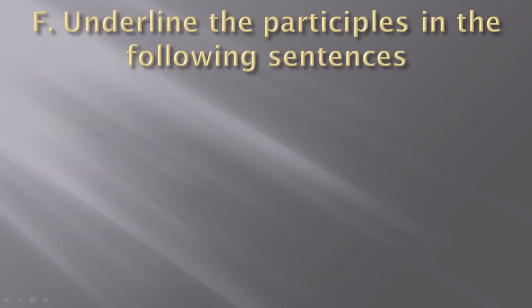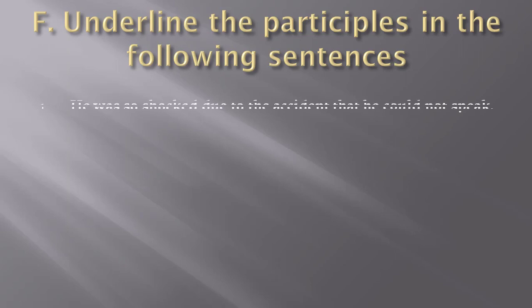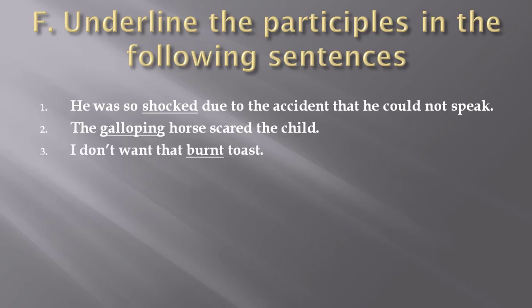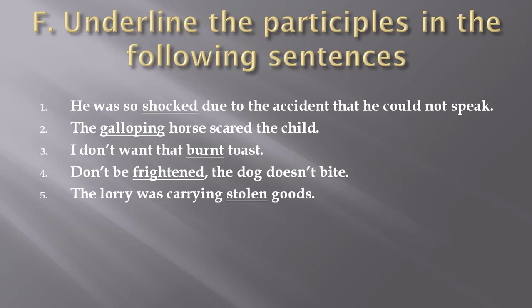Now come to the next part. Underline the participles in the following sentences. Number 1, he was so shocked due to the accident that he could not speak. In this sentence, shocked is past participle. Number 2, the galloping horse scared the child. Galloping is present participle. Number 3, I don't want that burnt toast. Burnt is past participle. Number 4, don't be frightened, that dog doesn't bite. Frightened, past participle. Number 5, the lorry was carrying stolen goods. Stolen, past participle.